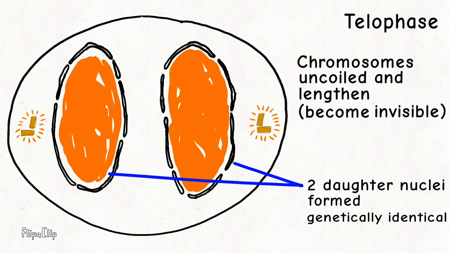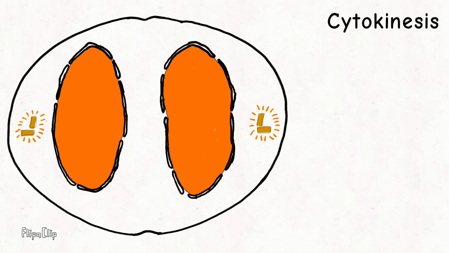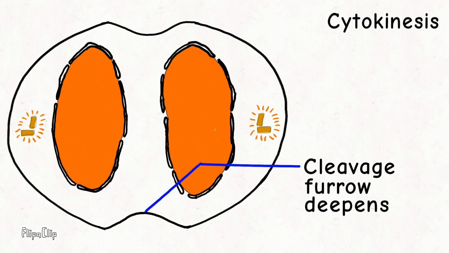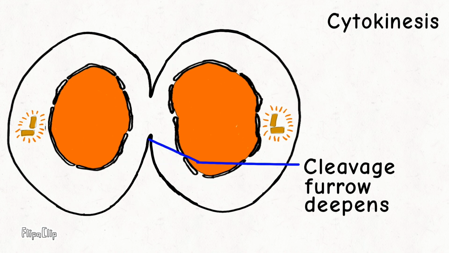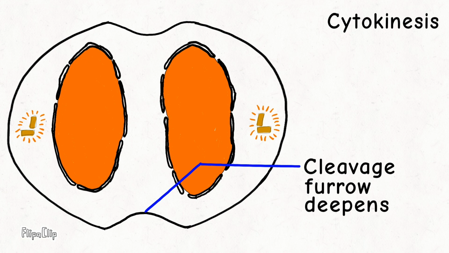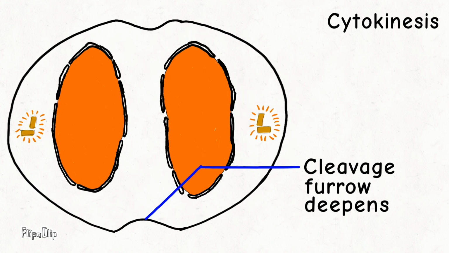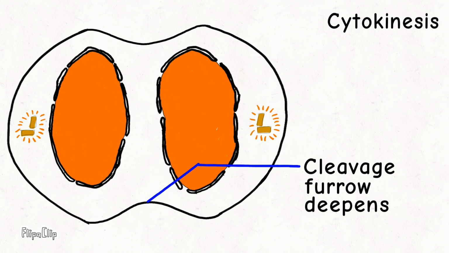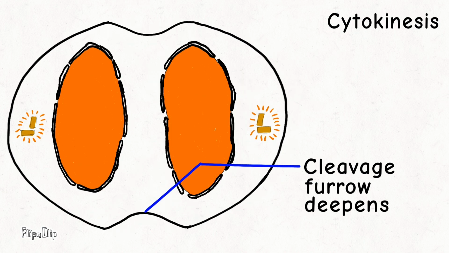However, this is not the end of the cell division process. The process of cell division will continue with the division of the cytoplasm, which is called cytokinesis. In animal cells, cytokinesis takes place by formation of a cleavage furrow. The cleavage furrow is formed due to constriction of rings of microtubules at the equator of the cell, which causes the cell to split in half as the cleavage furrow deepens.